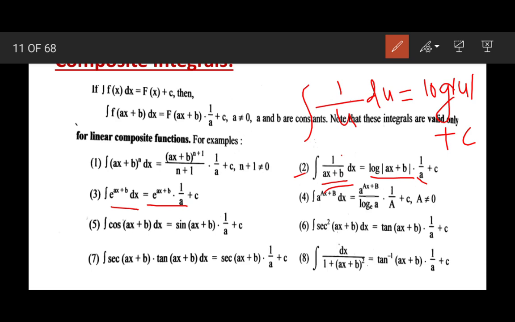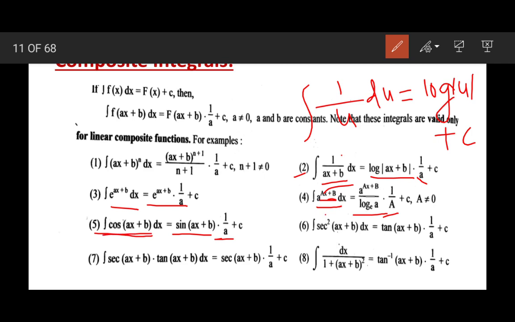Then integral of a raised to ax plus b dx. So that will be a raised to ax plus b upon log a into 1 upon the coefficient of x, plus c. Then integral of cos of ax plus b dx will be sin of ax plus b into 1 upon a plus c. Same rule.